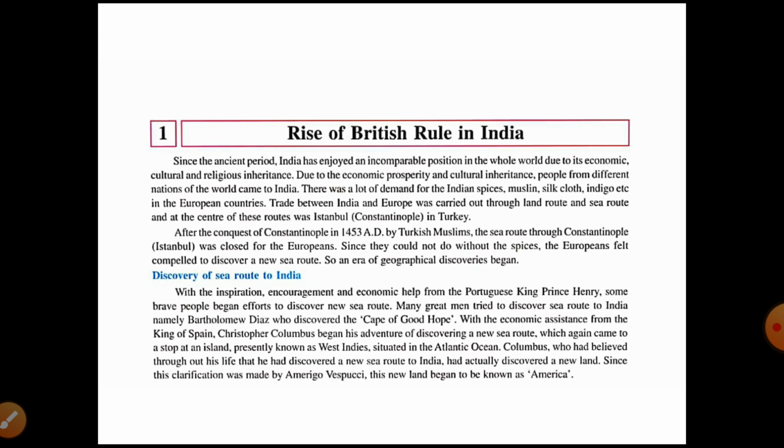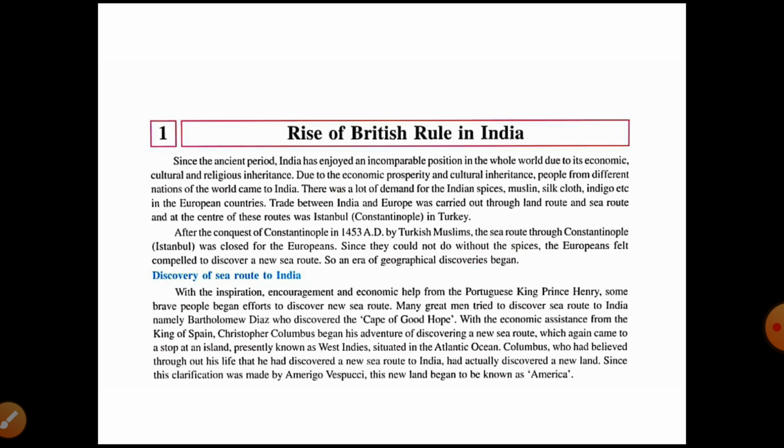Columbus, who had believed throughout his life that he had discovered a new sea route to India, actually discovered a new land. He thought until he died that he had discovered India, but the place discovered by Christopher Columbus was actually a new land.